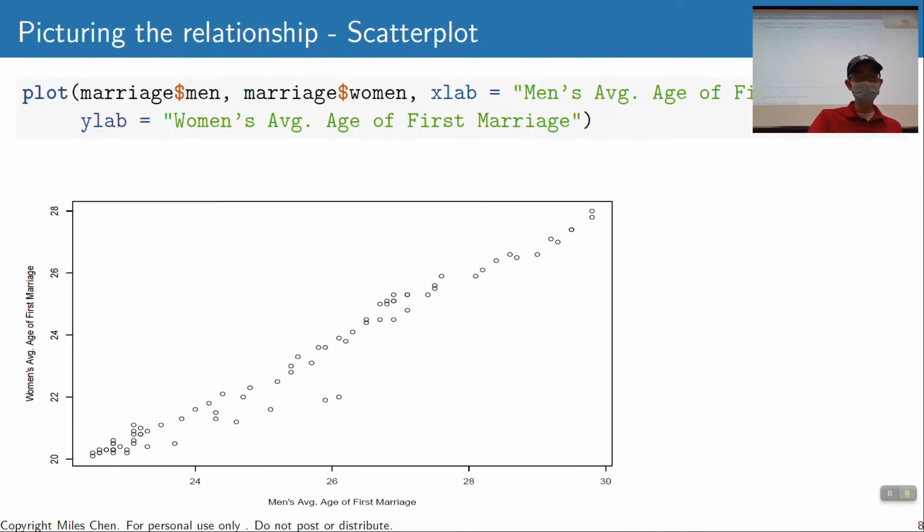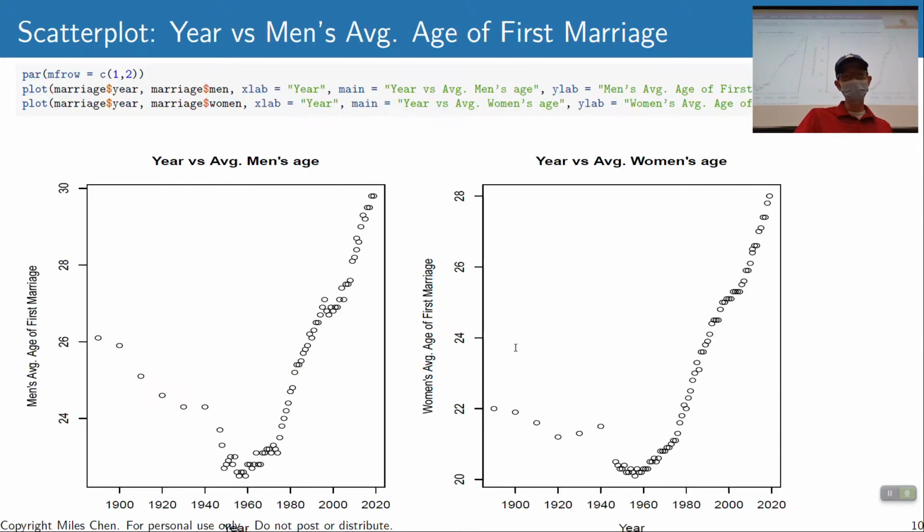So over back here, it was kind of like a straight line relationship. And here, we don't have a straight line. We have kind of a V shape here, okay? And similarly over here. And what do we see? Around 1890, 1900, the average age of men's first marriage was around 26.